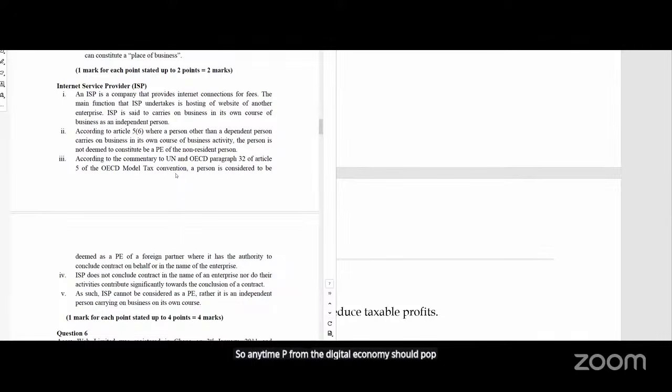So anytime PE from the digital economy should pop up, it will come in three ways. It can come with the tax challenges of the digital economy, come with Pillar 1, Pillar 2, or come like this. Okay? If you need proof, look at this question.